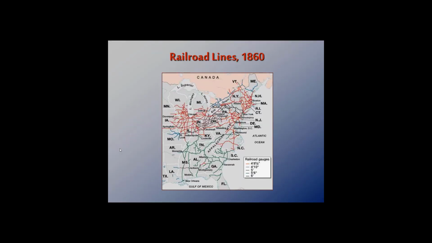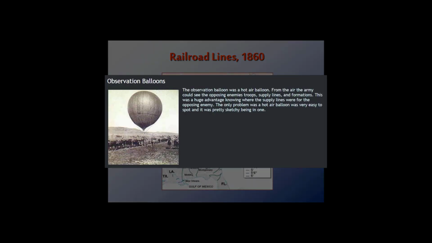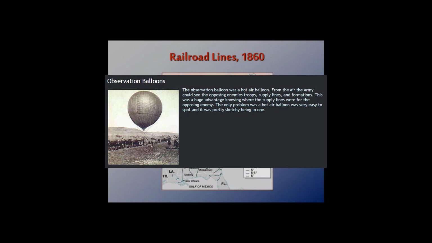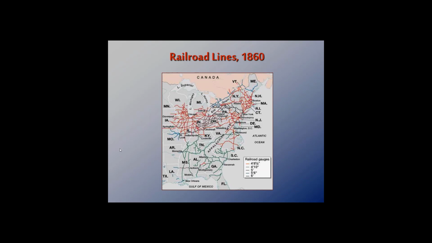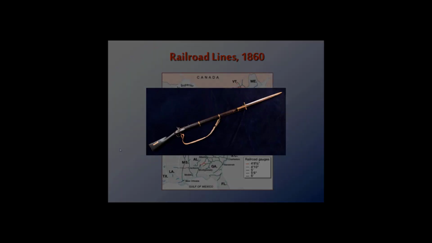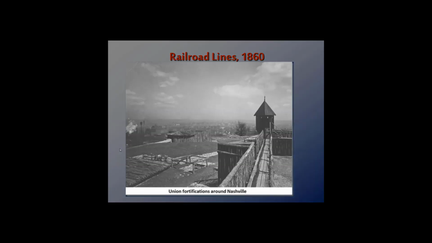The telegraph, observation balloons, and even hand grenades and metal submarines were used for the first time. Most important was the revolution in arms manufacturing, which replaced the musket. The musket, accurate only at a short range, was replaced with the rifle, deadly at 600 or more yards because of its grooved barrel.